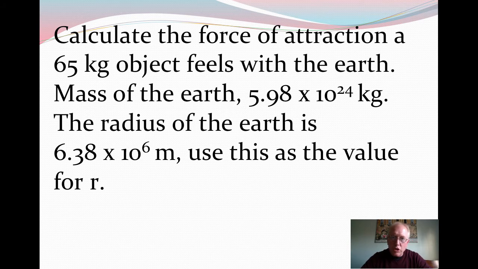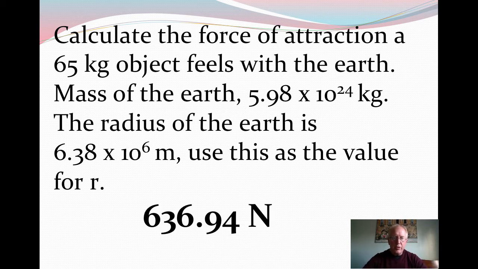All right, how did you do? You should have found an answer that was very close to the 637. So here's 636.94, that's what I got. Is that what you got? And you can see that these numbers work out very well. Now universal gravitation will let us figure out the force of attraction between any two objects anywhere in the universe.